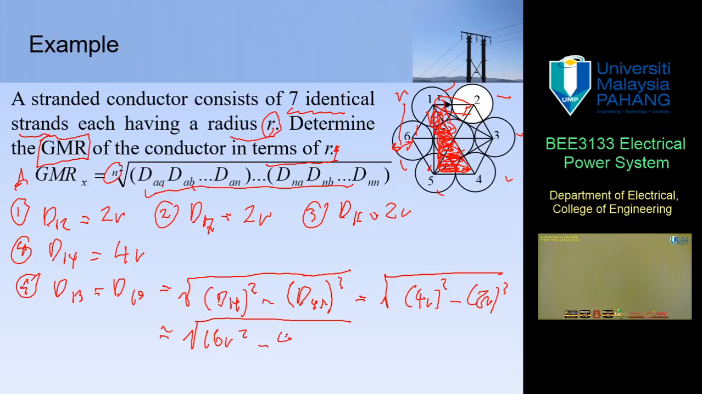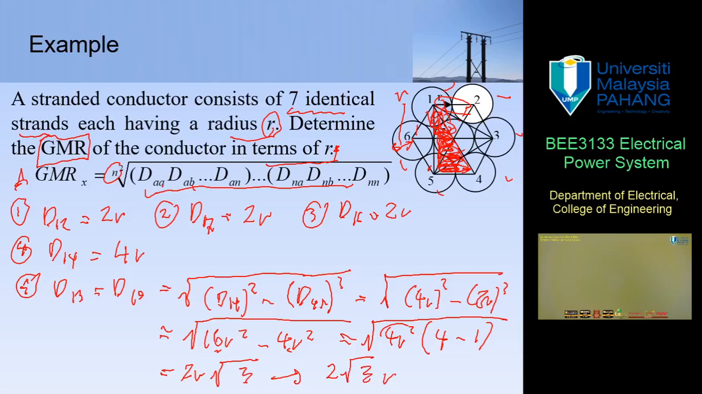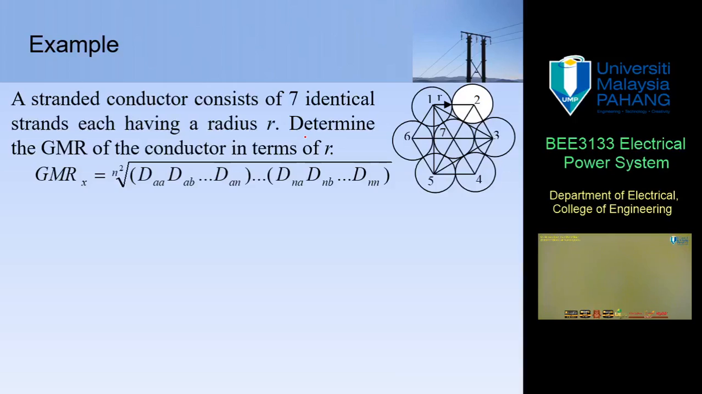16R2 minus 4R2. I think we still can simplify it. I'm going to take 4 out. I'm taking out 4R2 here. So the remaining is 4 minus 1. Then here we take the 4R2 out to become 2R. And then the remaining 4 minus 1 is 3. So at the end, we rearrange it to 2 root 3R.